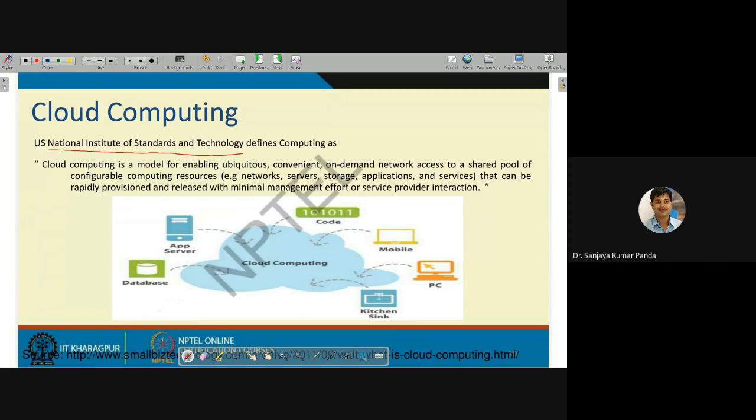They mentioned cloud computing is a model for enabling ubiquitous. Ubiquitous means anywhere. Cloud computing enables you to get the services anywhere. There is no restriction on any particular location. We are not restricting that only with the help of a computer system or a workstation or server you can access the cloud. Rather, you can use it from any location and any device also.